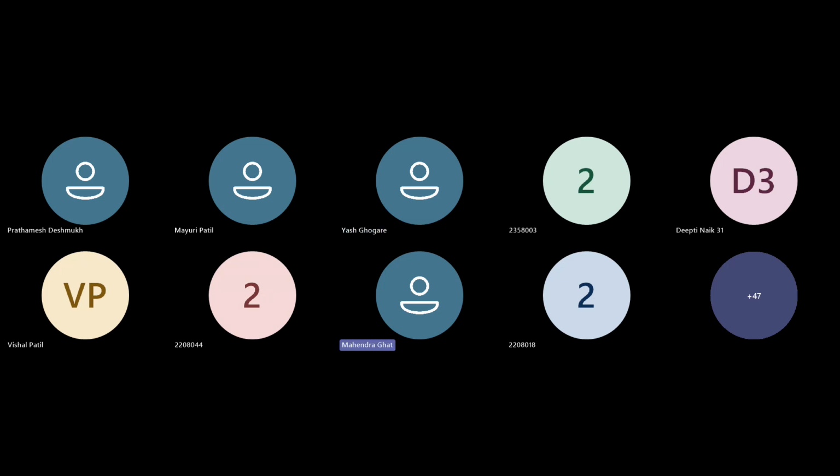Sorry, Yash, your sound is not clear. Can you just repeat your question? So the question was like that. I'm doing the simulations in Proteus, but what happens is when I implement it practically on a breadboard or something, it fails to give the desired output. What may be the probable reason for it?